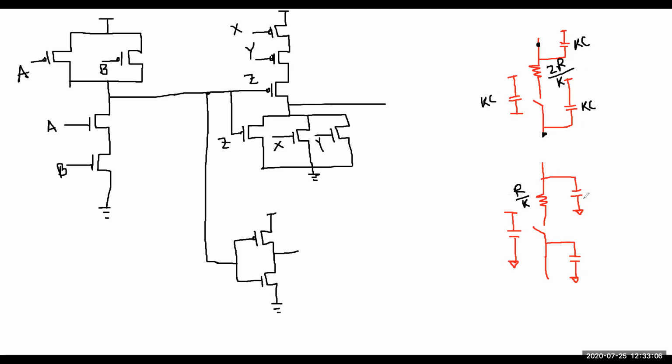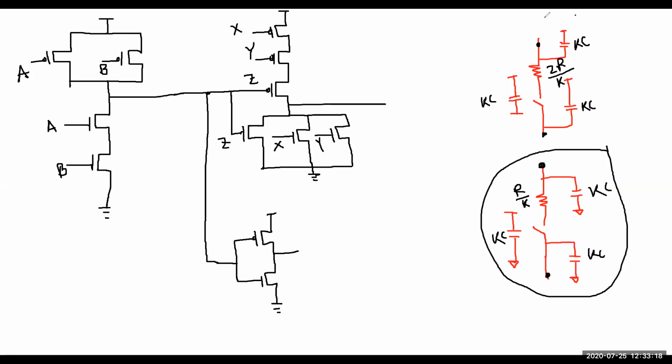R by 2, this is R by K, this should be KC. KC. This is your drain. This is your source. Remember, this is your NMOS. This is your PMOS. Do not forget. So I'm going to take another screenshot.